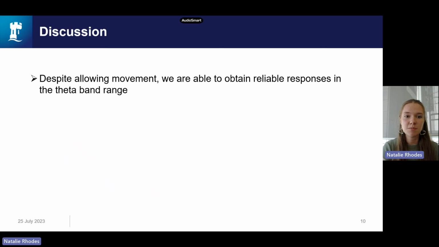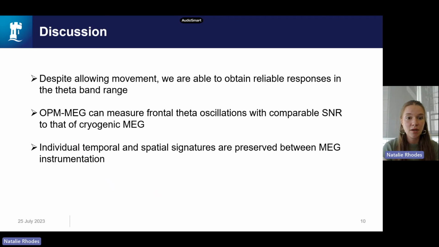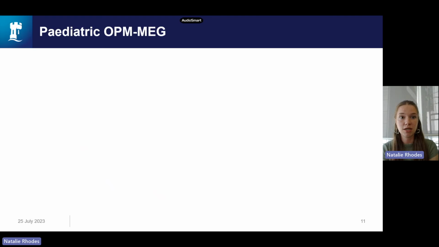To summarize this part, despite allowing movement, we're able to obtain reliable responses in the theta band range. Our OPM-MEG system can measure these frontal theta oscillations with a comparable signal to noise as cryogenic MEG. And individual temporal and spatial signatures are preserved between these MEG instruments, which is a real confirmation of OPM-MEG measuring the same signals as our cryogenic MEG.